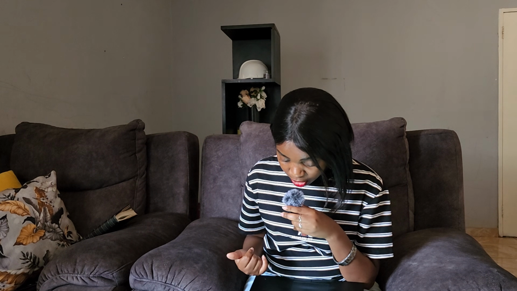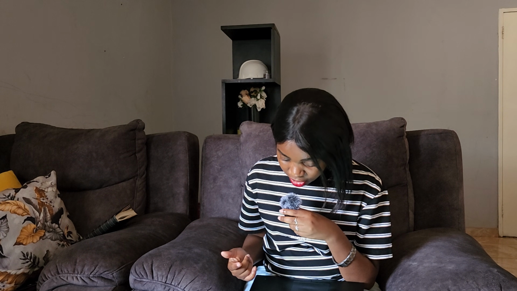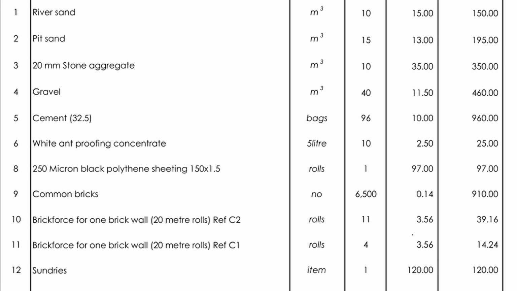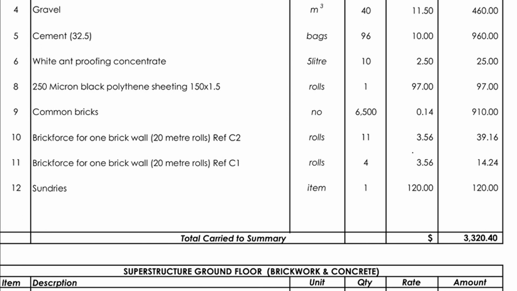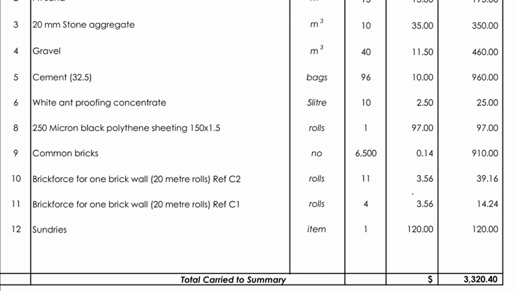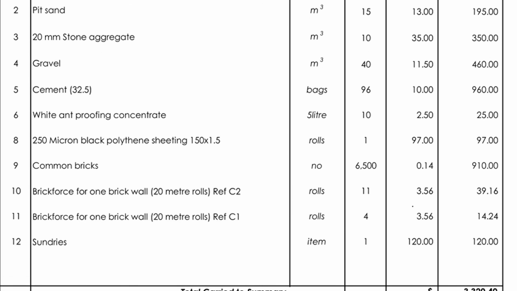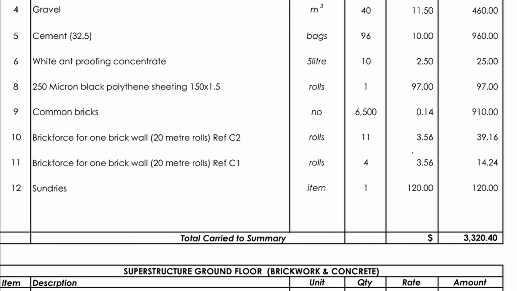For the structure foundation, 3,320.40 is needed. Let's have a quick rundown of what is needed. For the river sand, 10 cubic meters, and the pit sand, 15 cubic meters. For the aggregate, 20 millimeter stone, 10 cubic meters is needed. For the gravel, we have 40. For the cement, 32.5, we need 96 bags.